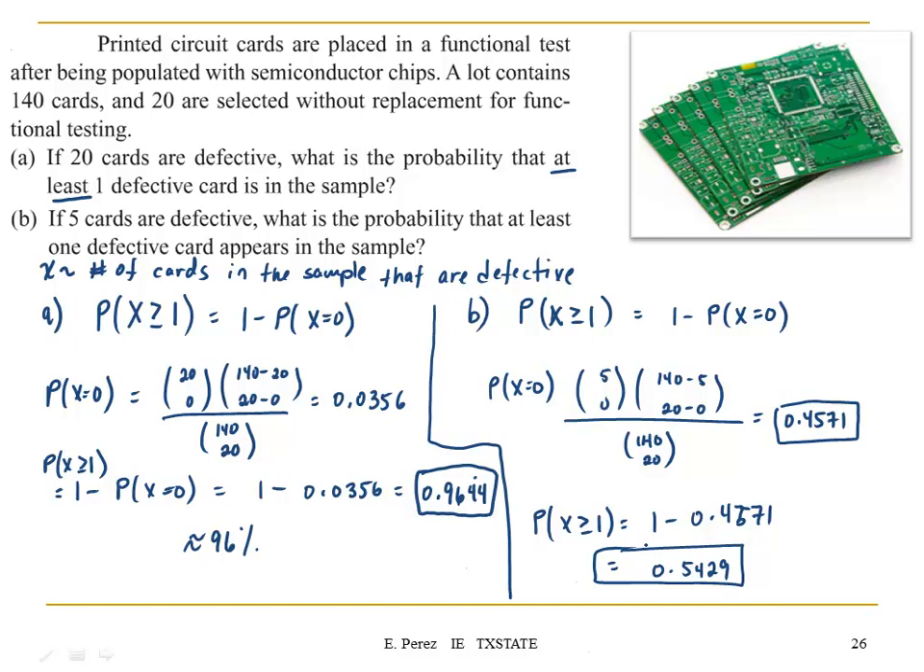But you see now, since the number of defectives is smaller, the probability, which was 96% when you had 20 defectives, went down to 54%. Does that make sense? Does it make sense? No? Why not?